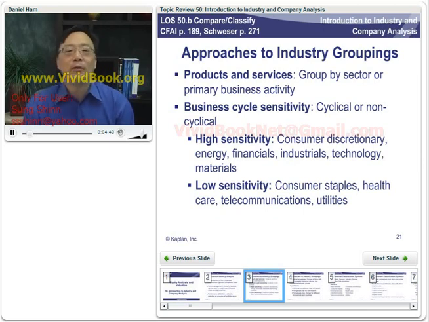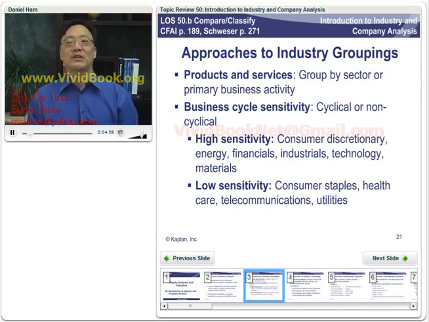Next, we're going to look at the 3 different approaches to industry groupings. The first that is listed on this particular slide, we're going to come back to because I'd like to elaborate on some of these points. But the first one is products and services, the idea of sectors.